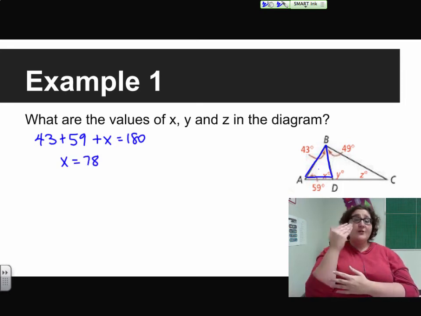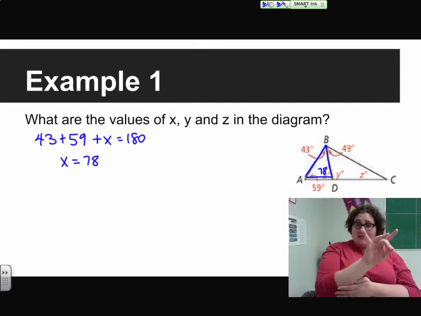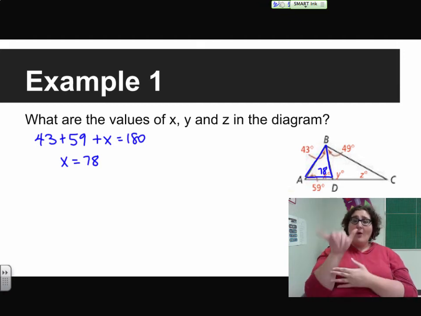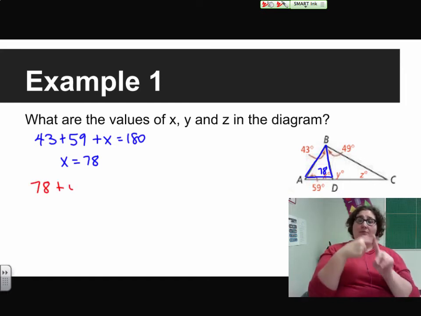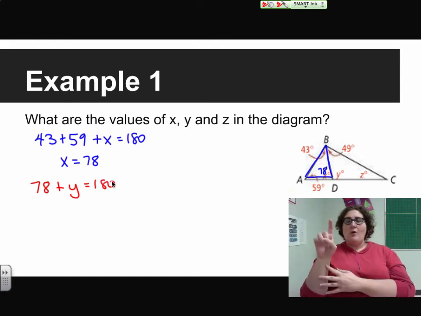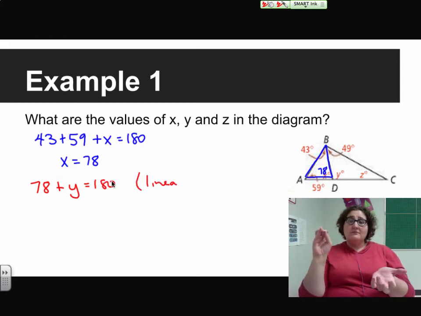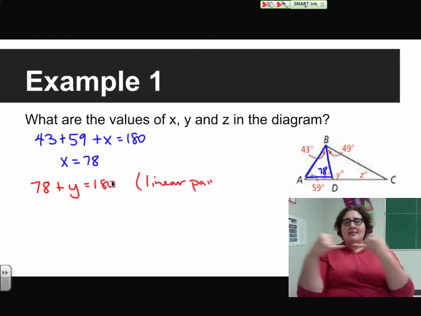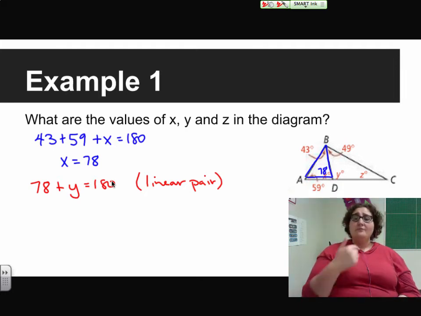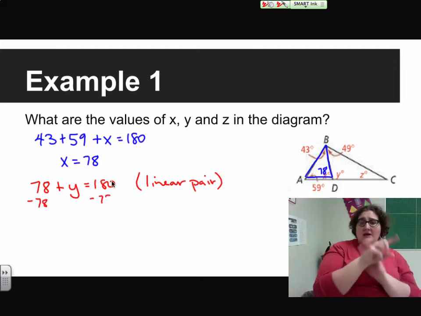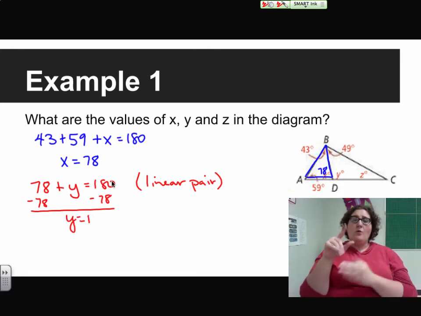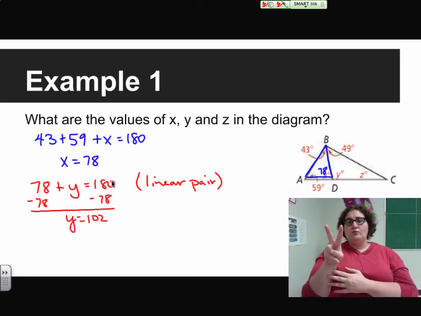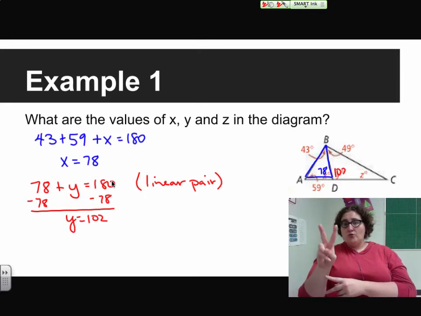Okay, so now if I know that this angle is 78, that can help me find y, because x and y form a linear pair. So now I can say that 78 plus y equals 180. And I'm going to subtract 78 from both sides, and I get y equals 102. Okay, so that means this angle right here is 102.